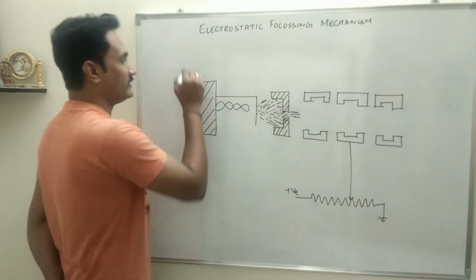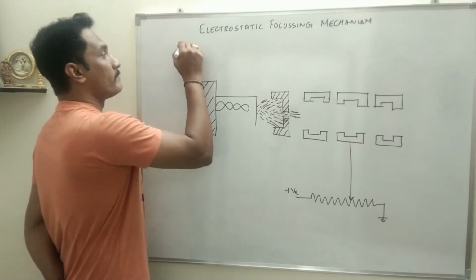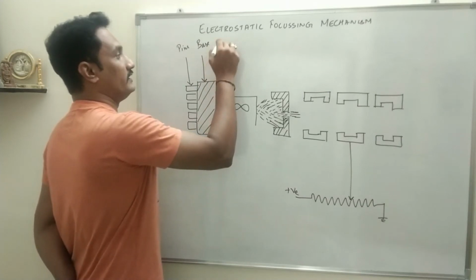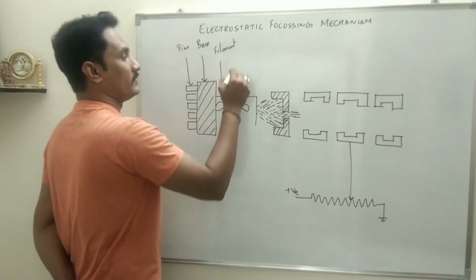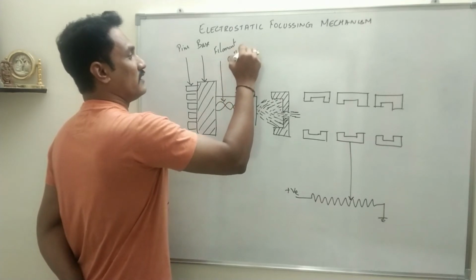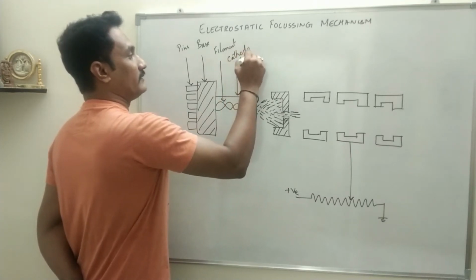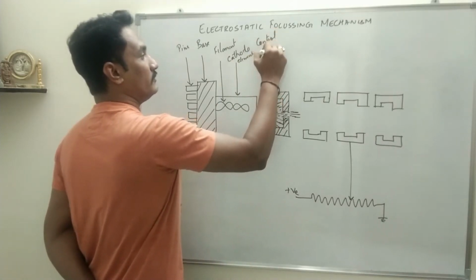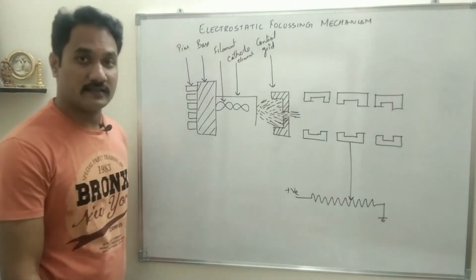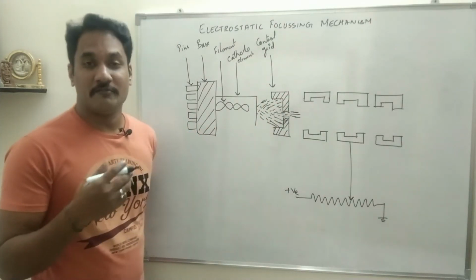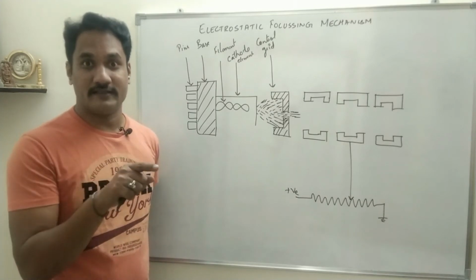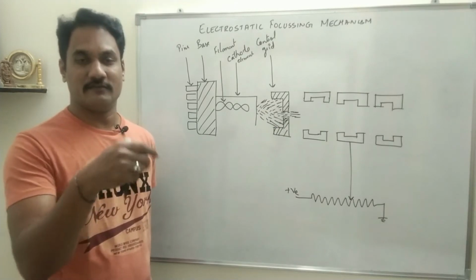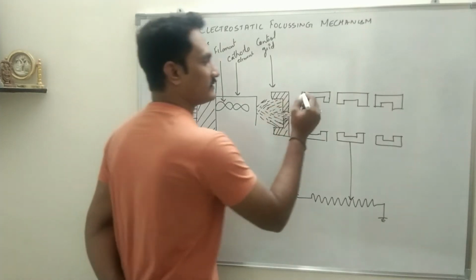Let us first label all these things: pin, base, filament, then cathode element, and this is the control grid. Basically it is a nickel cylinder with a tiny hole at the center. I am repeating this several times because whenever you write the explanation, these terms have to be clearly specified, right? That is why I am repeating these things again and again.